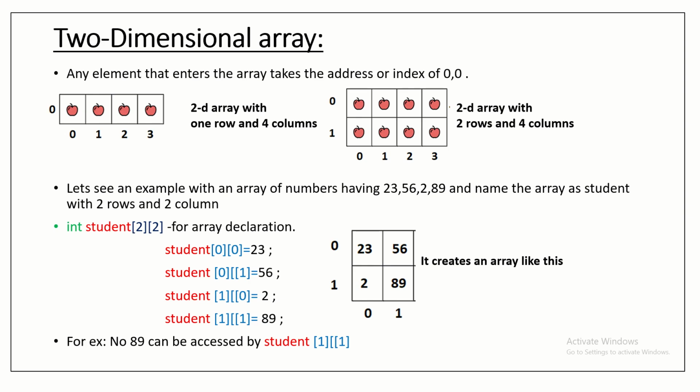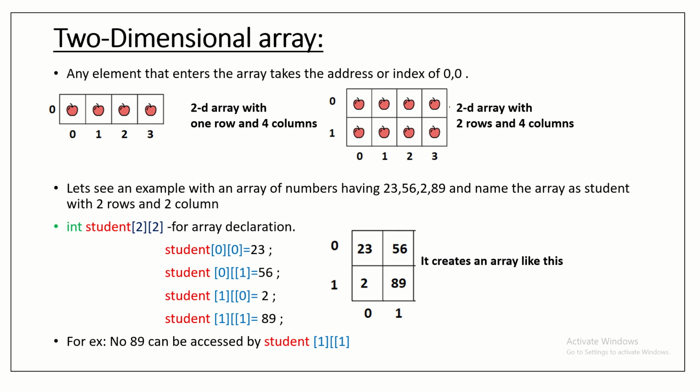So this is an example of a two-dimensional array. Here also we are taking the same example, 23, 56, 2 and 89, and we need to store these in an array named student but with a size of 2 rows and 2 columns. Here also the index of the rows and columns starts with 0, 0. First I declare the array with the data type integer, the name of the array student, the size of the row which is 2, and the size of the column which is also 2.